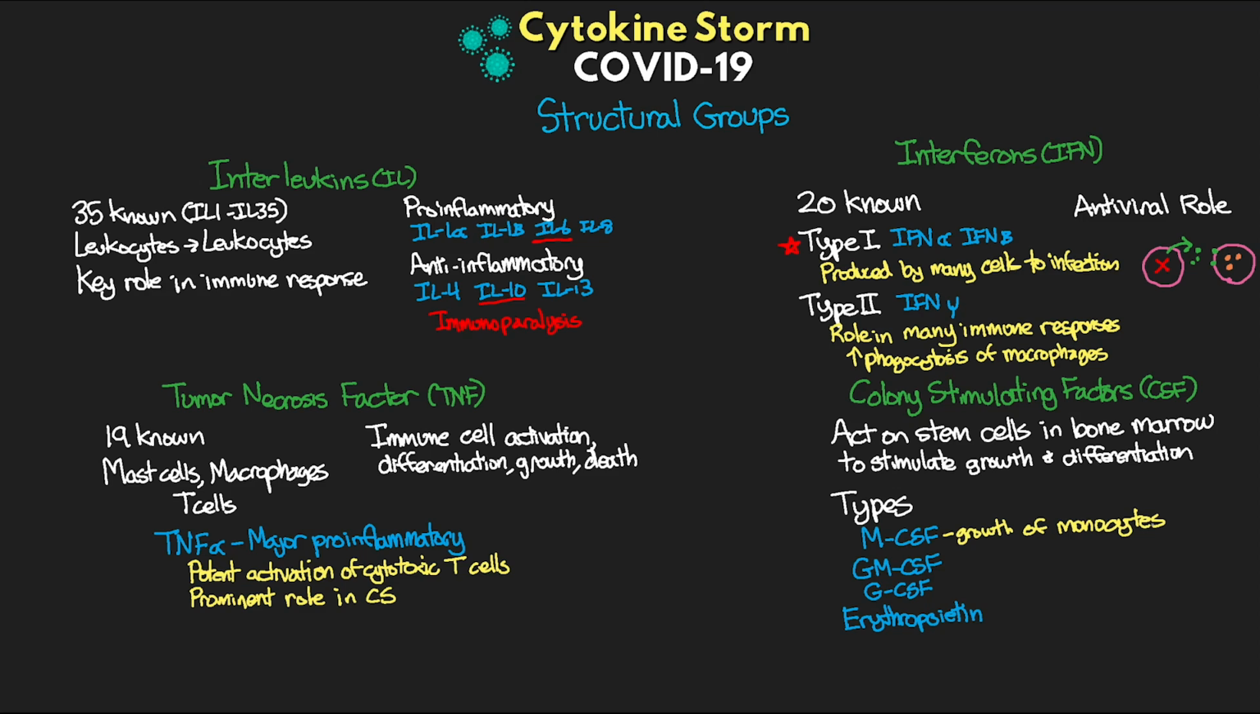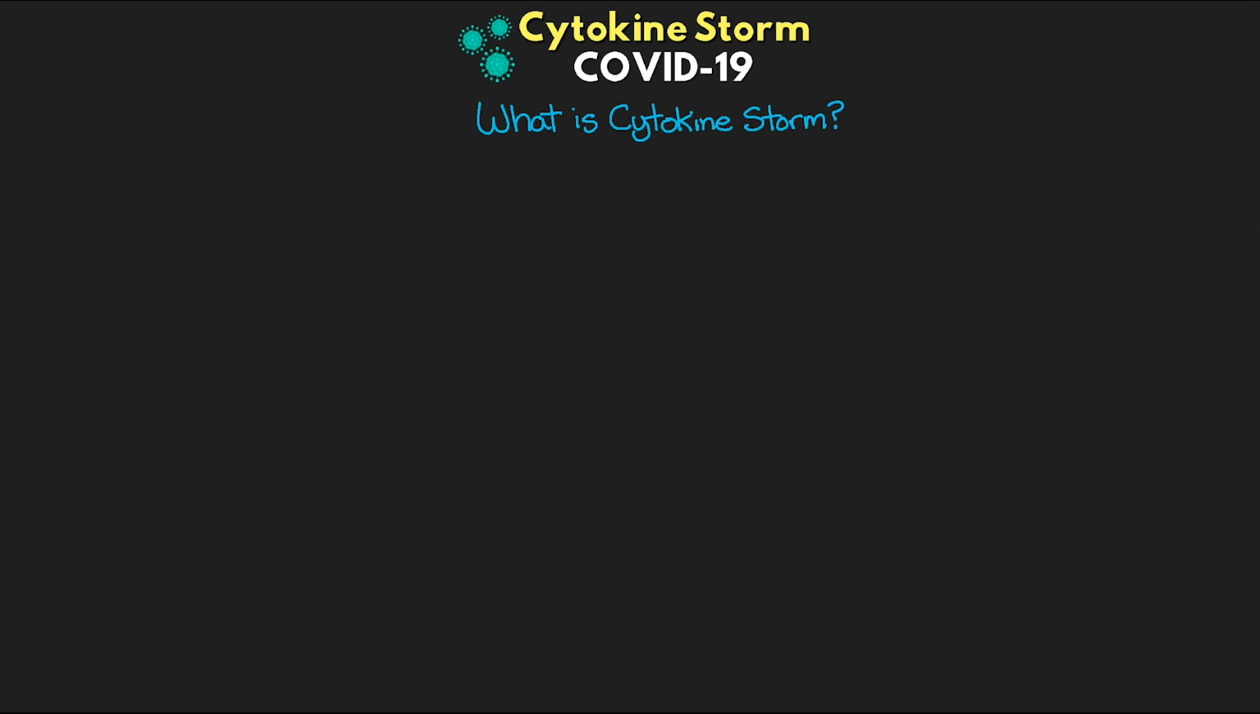The GM-CSF helps with the growth and differentiation of dendritic cells, and our G-CSF helps with the differentiation and development of neutrophils. All right, so now that we got that real quick overview of Immunology 101, let's actually get in and talk about what is cytokine storm.